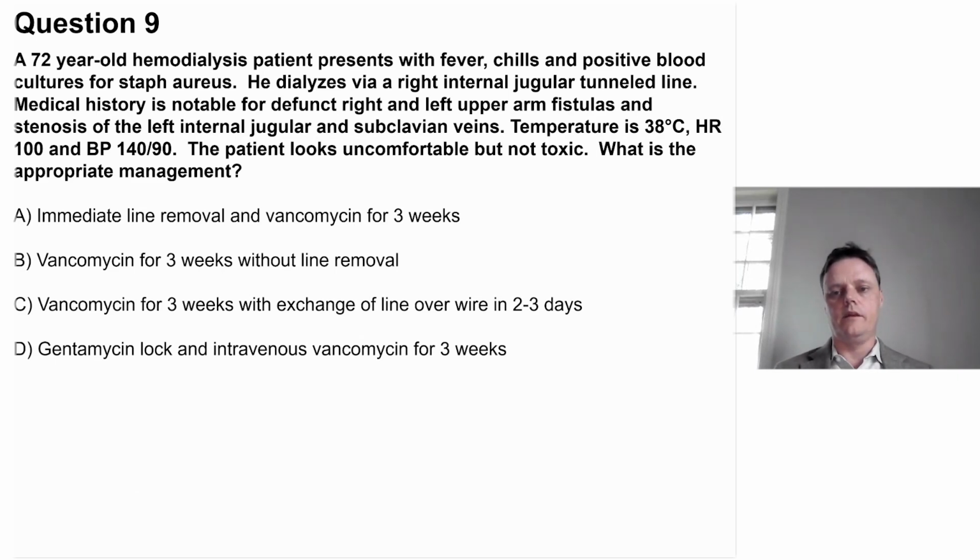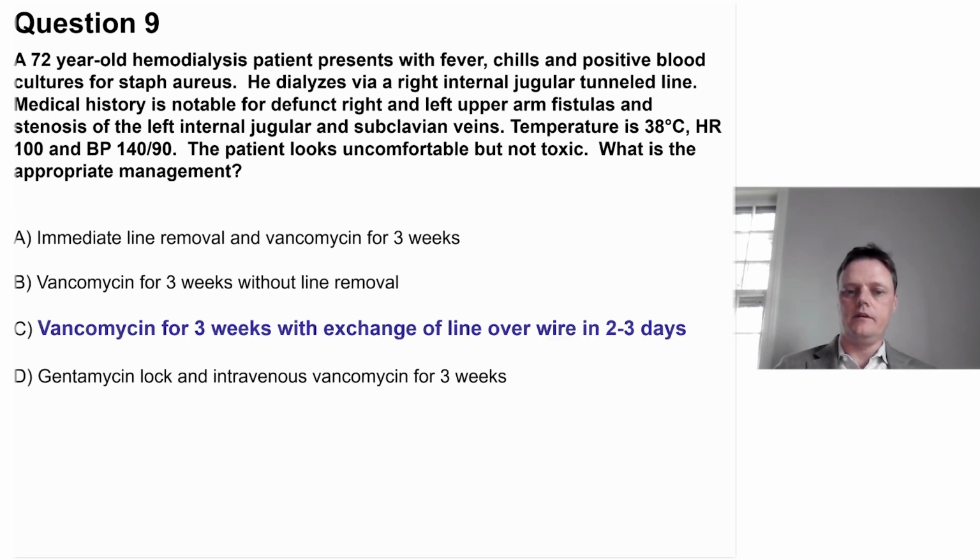So I think here it's really important to recognize that this patient has very few options for access, given that he has defunct right and left fistulae, and also a stenosis of both his left internal jugular and subclavian veins. So the answer here is vancomycin for 3 weeks with an exchange of line over a wire in 3 days.